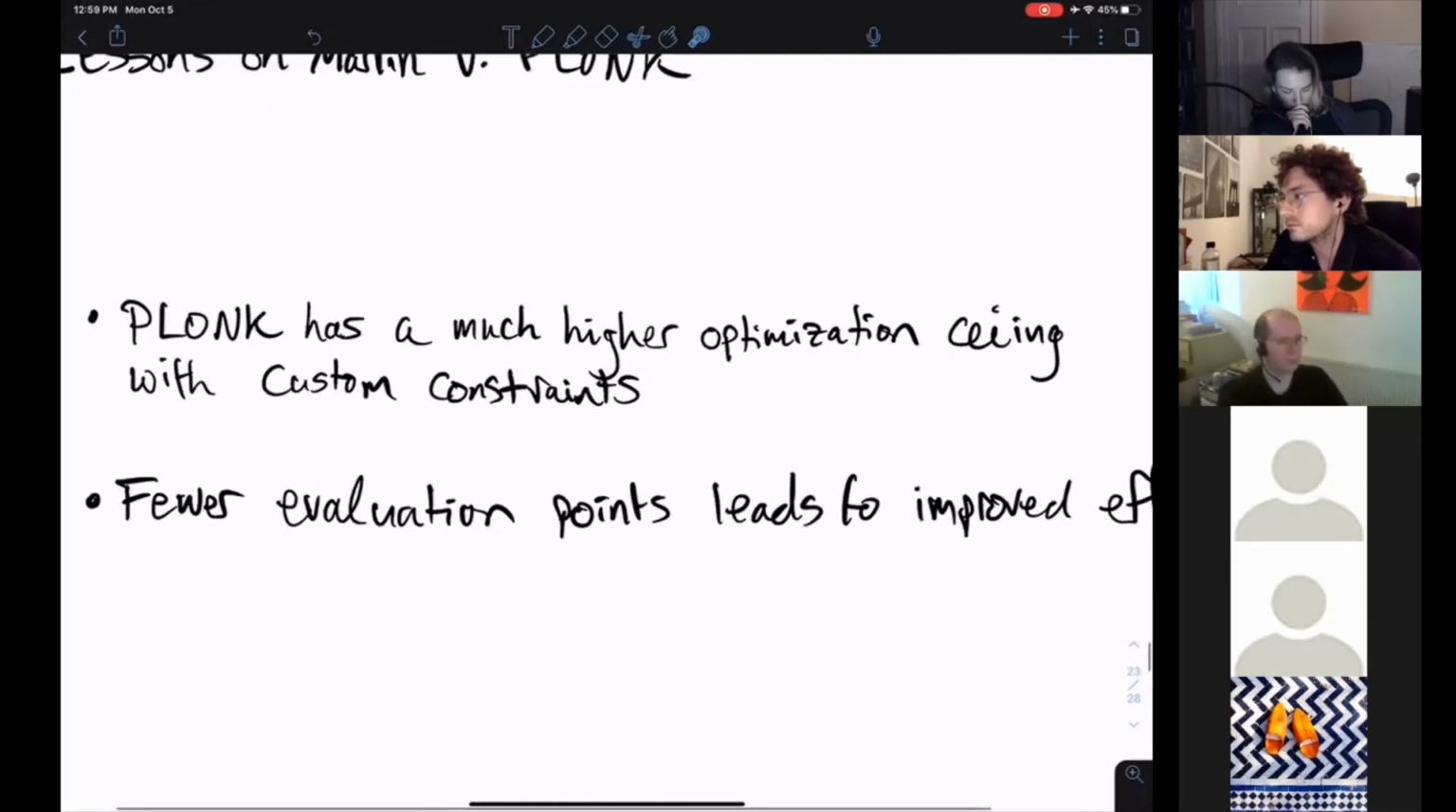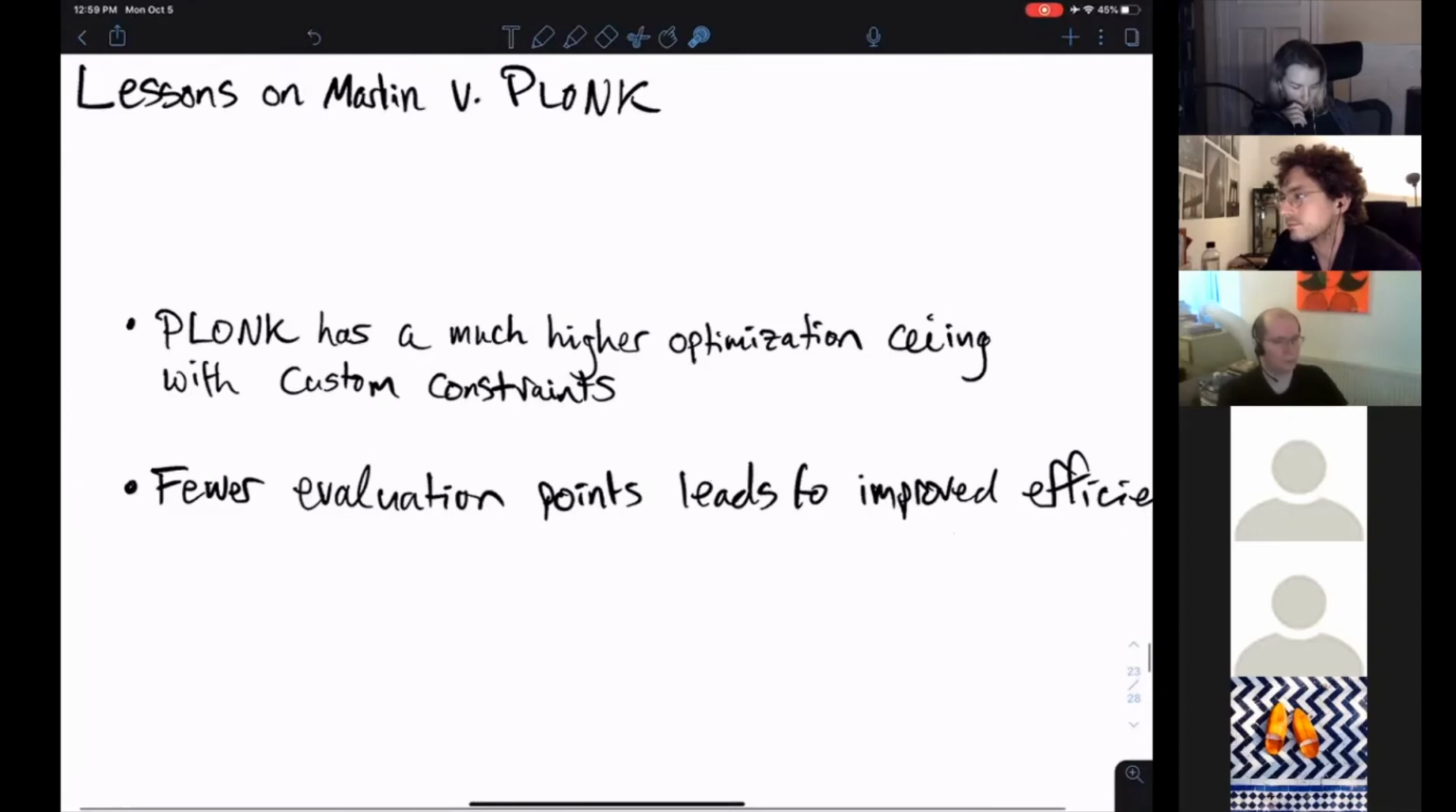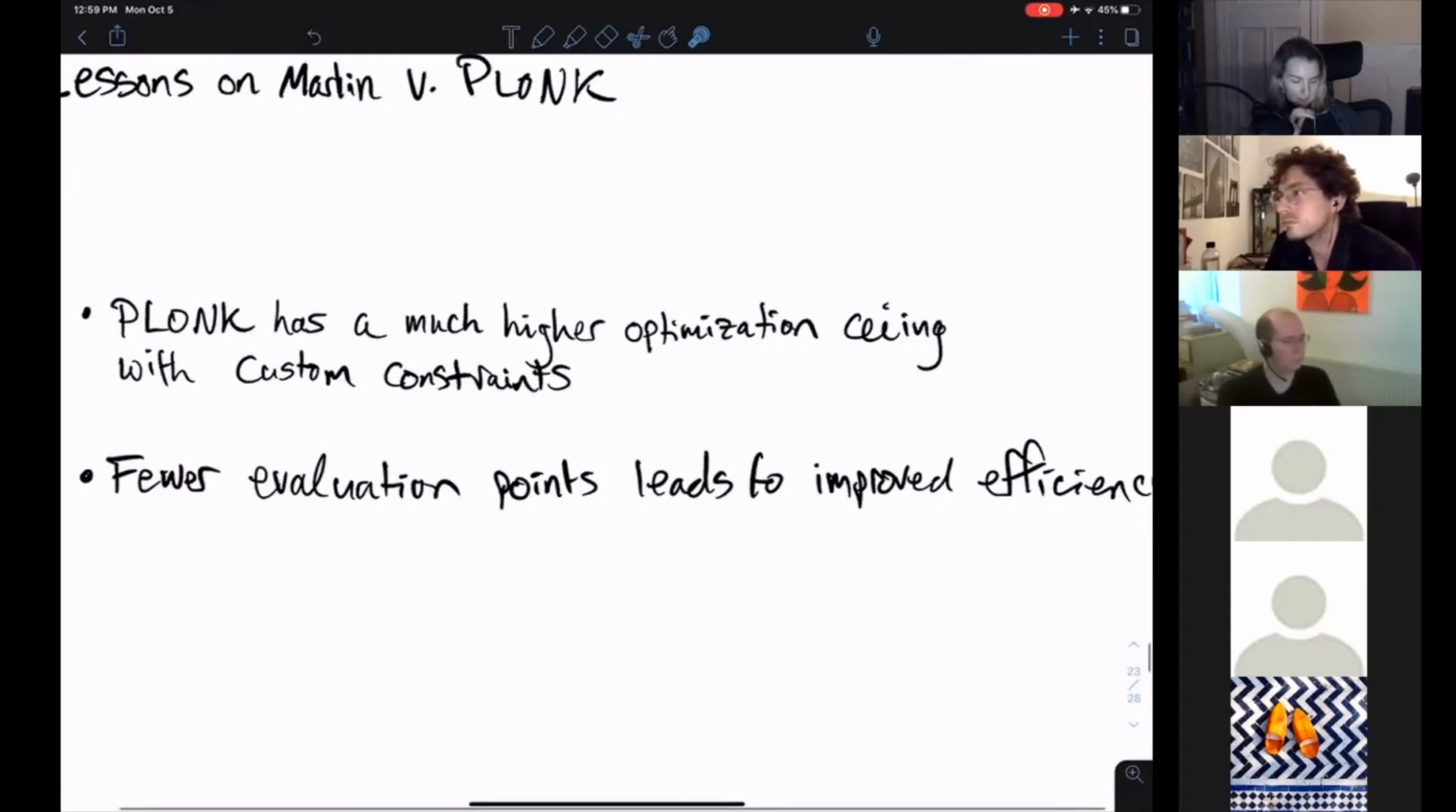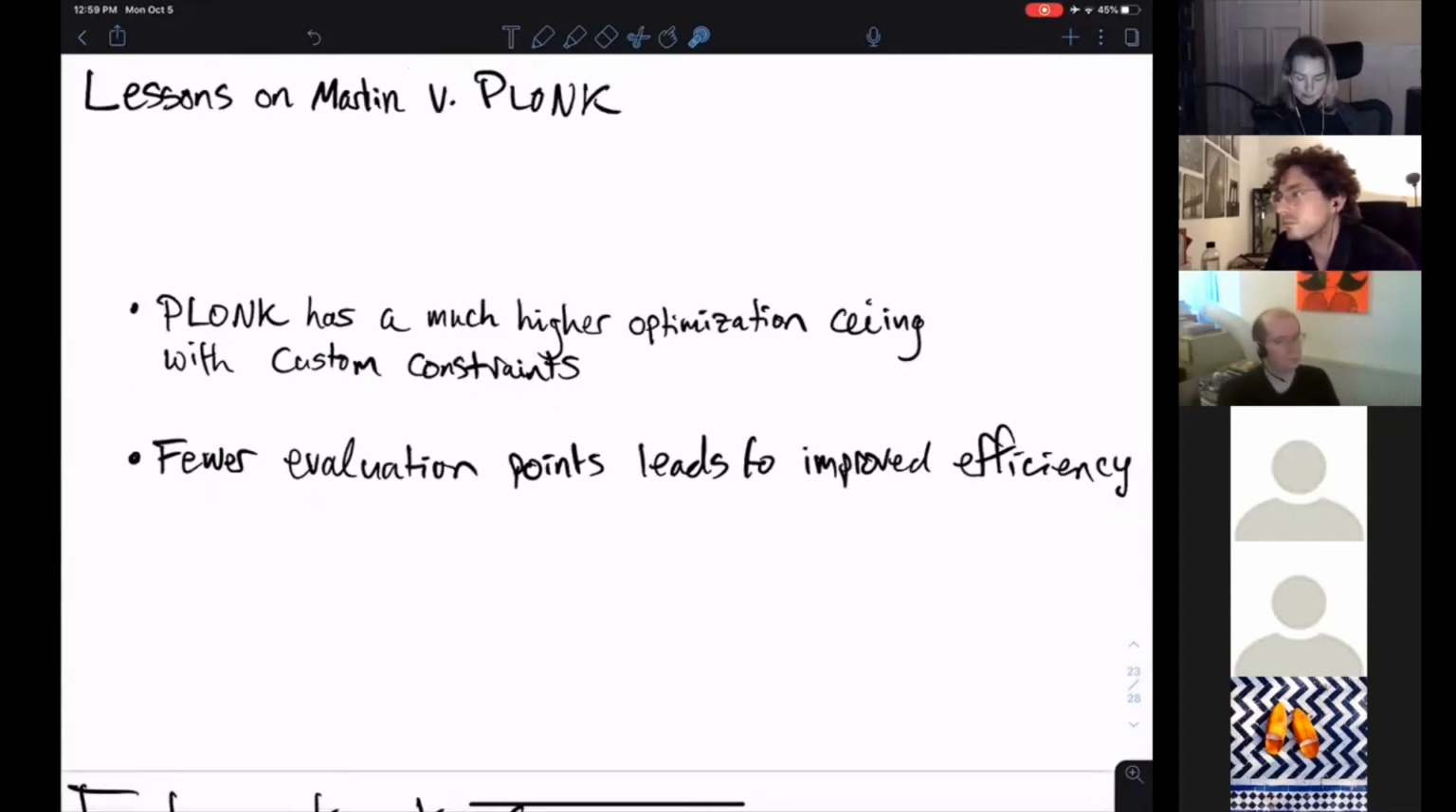Yeah. And the other thing is that there are fewer evaluation points. And I know there's some variant of Marlin that lets you eliminate one of the evaluation points, but still, that leads to improved efficiency for the verifier and also better proof size.